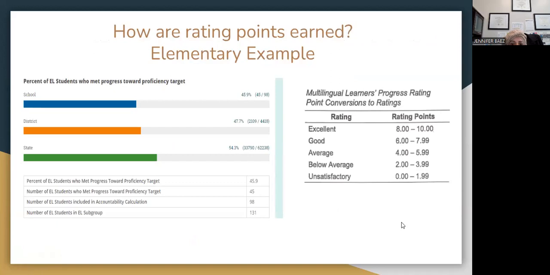So how are rating points earned? For example, let's take a look at this model elementary school. As you can see there on the chart on the very bottom, there's 131 ML students on this campus, but only 98 qualified to count towards accountability. And you can see that 45 out of those 98 met their progress toward proficiency target. So that gives the school a score of 45.9. You move the decimal, it becomes 4.5. That gives the school an average rating, and it gives it 4.5 points towards their accountability overall rating.